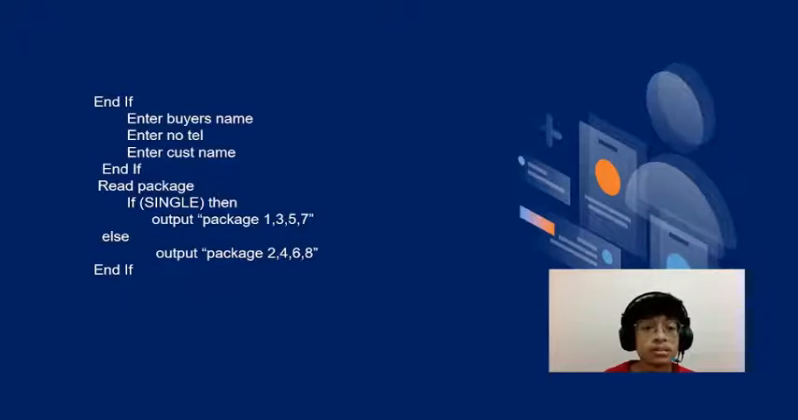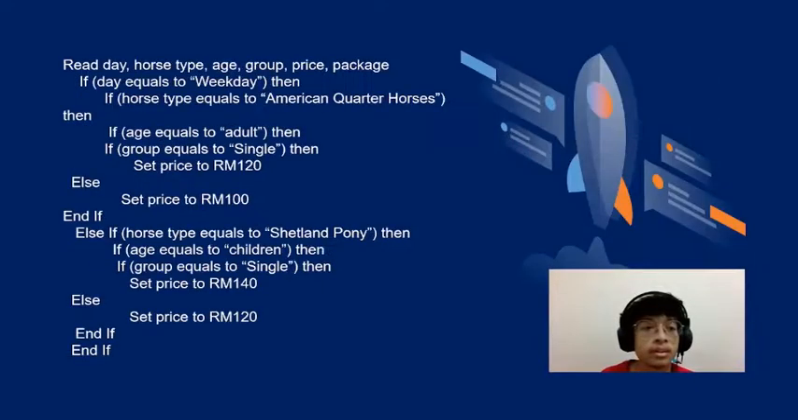If single, output is package 1, 3, 5, and 7, else output package 2, 4, 6, 8. Package 2, 4, 6, 8 is for package pair. In the package there are two types, which is weekday and weekend. For the weekday, you can see that the program must read the horse type, age, group, price, and package.